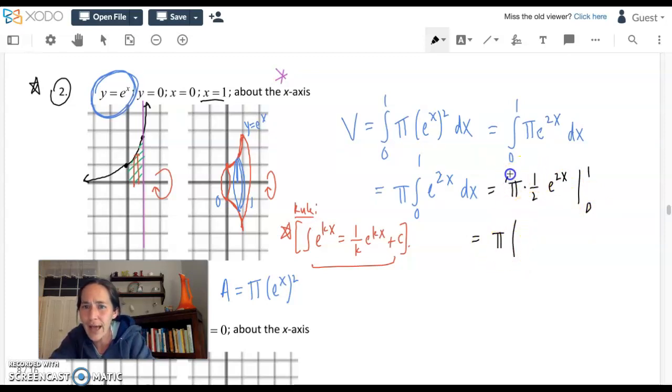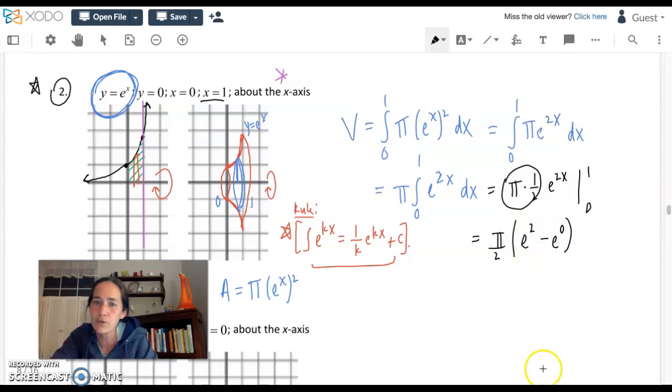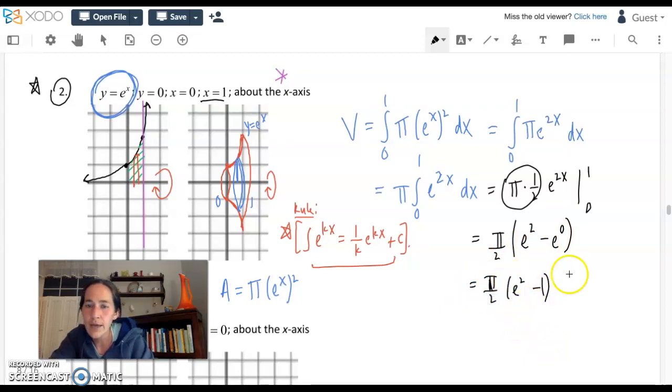And even the 1/2, that's a constant as well. The half pi can stay on the outside. e to the 2 times 1 minus e to the 2 times 0, which actually doesn't go away in this case. We've got pi over 2, e squared minus 1. And so that is your exact value. You could say pi over 2 e squared minus pi over 2. That seems kind of tricky looking for an exact value.